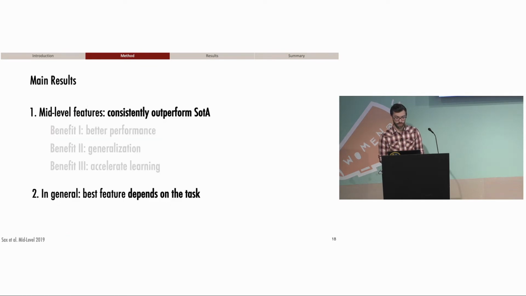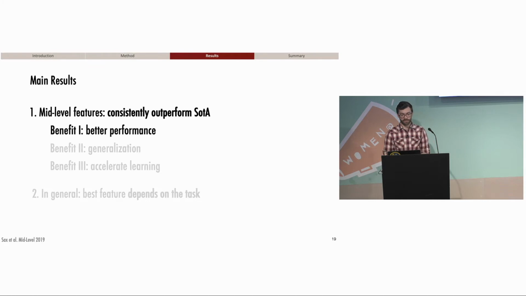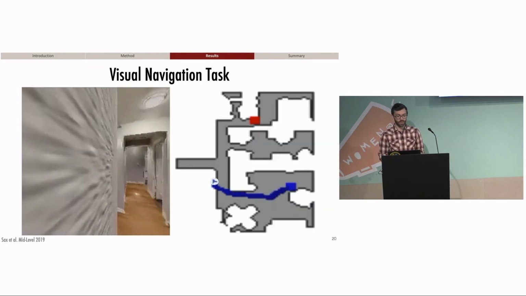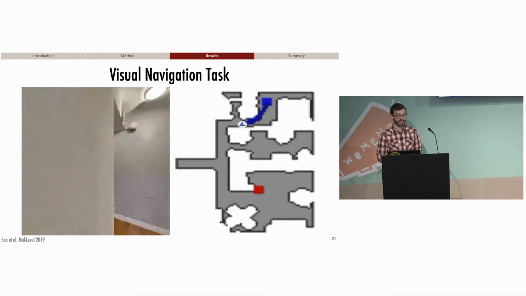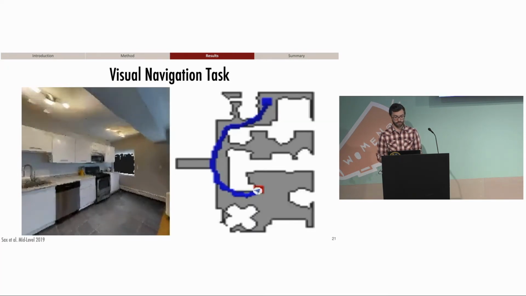So during the talk, I'm going to try to convince you of 2 things. First, that mid-level features can improve your performance, generalization, and sample complexity. And second, that which feature you should use depends on the task you're trying to solve. So let's dive right in. What we want are agents which navigate gracefully, avoiding walls and taking efficient paths to their goal.